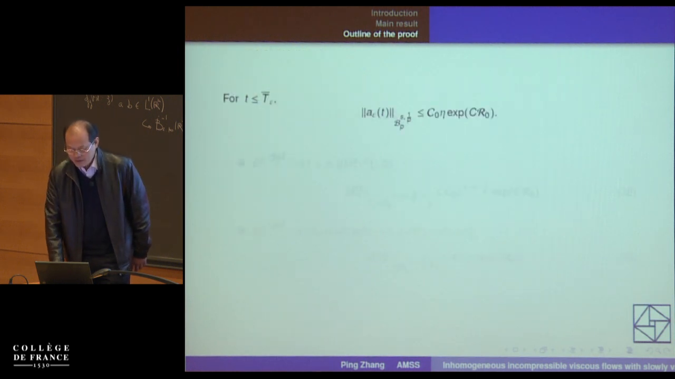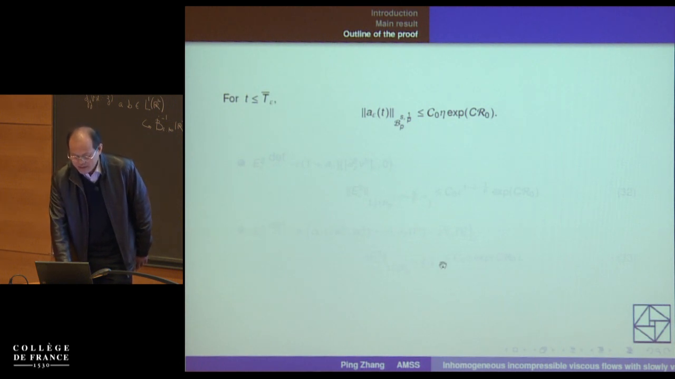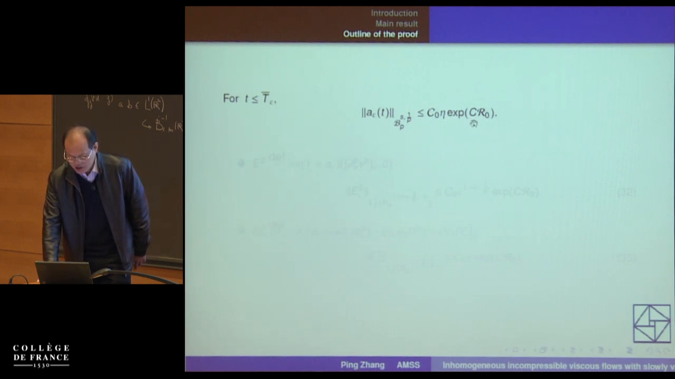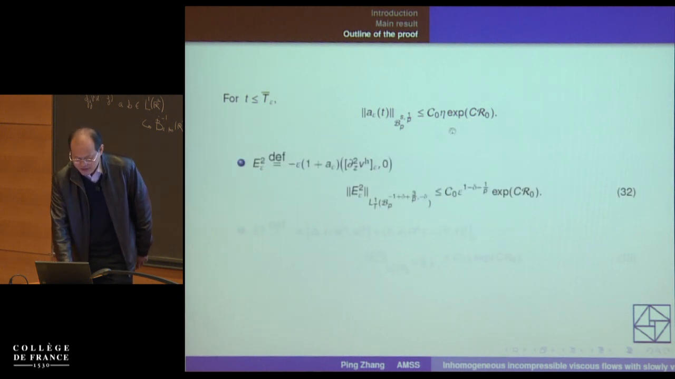So with this proposition applied to our system, we can prove, with our inductive assumption, that for t less than or equal to T bar of epsilon, the norm of A epsilon of t in B of s plus 1 over p, p, with s between 0 and 1 minus 1 over p, is controlled by a constant which depends only on the initial data times eta times the exponential of c times R0. So now let's take a look at this E2 epsilon.